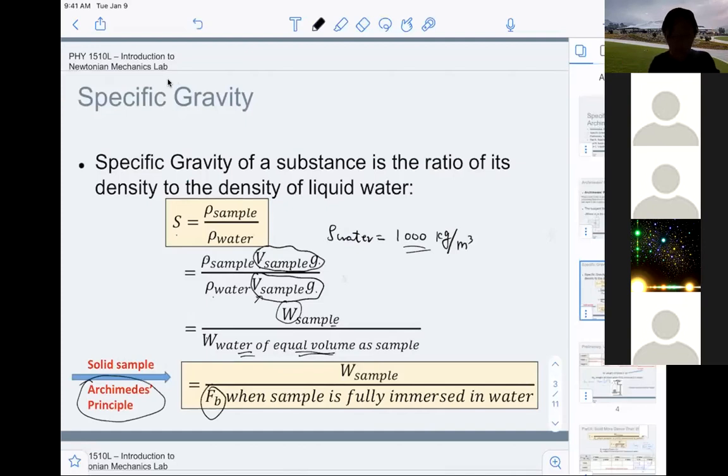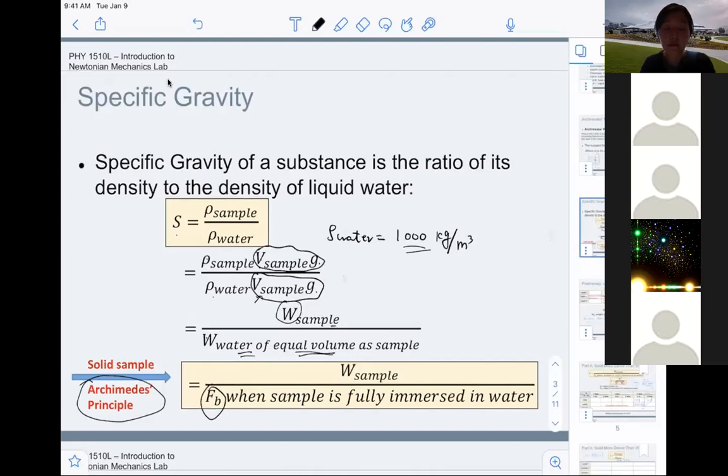So to measure specific gravity, it really requires us to measure two things. One is, what is the weight of the sample? Well, that's easy to measure. We'll put it on the scale, we read the mass, you can get the weight. The denominator is the buoyant force when you immerse the object in the water. So, okay, how do you measure how much force the water is lifting up the sample?